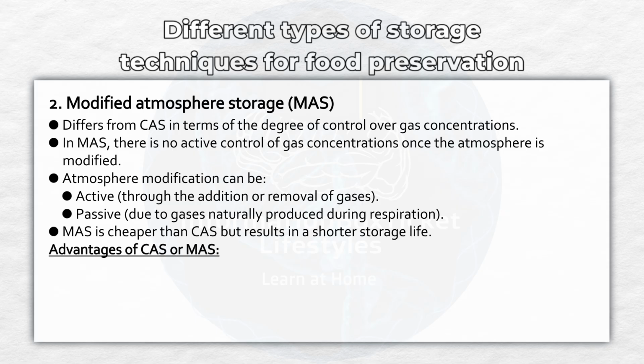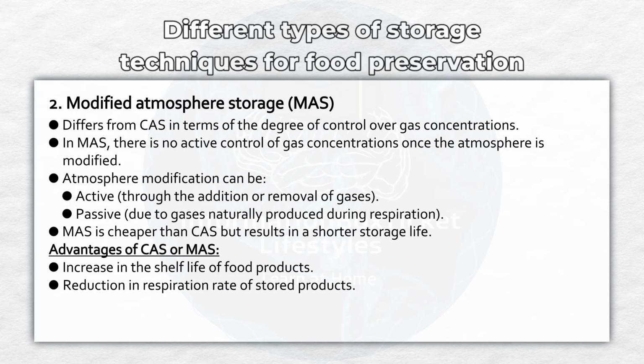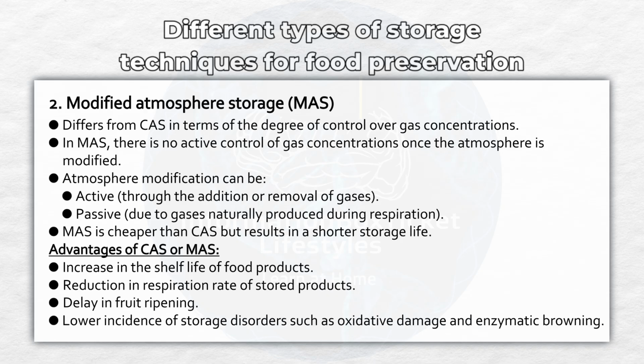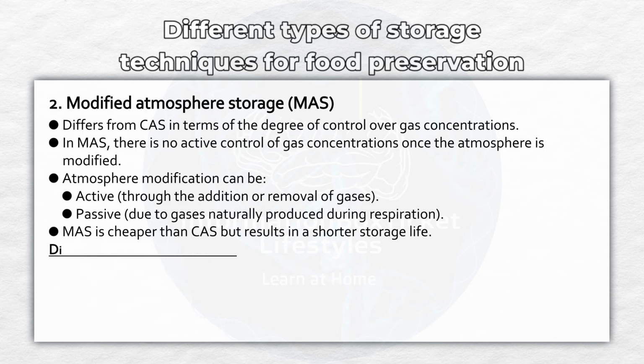Advantages of controlled atmosphere storage or modified atmosphere storage. Increase in the shelf life of food products. Reduction in respiration rate of stored products. Delay in fruit ripening. Lower incidence of storage disorders such as oxidative damage and enzymatic browning.